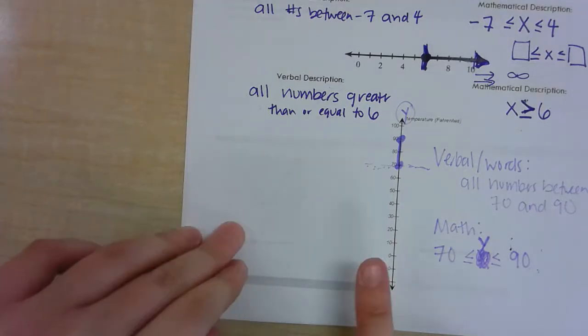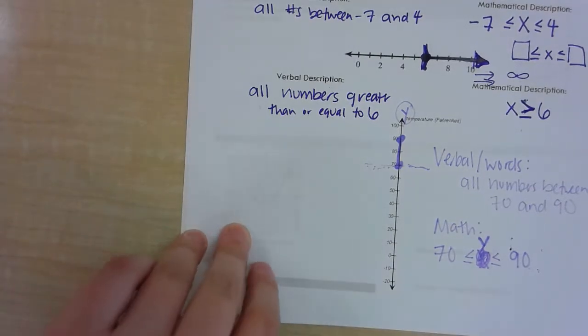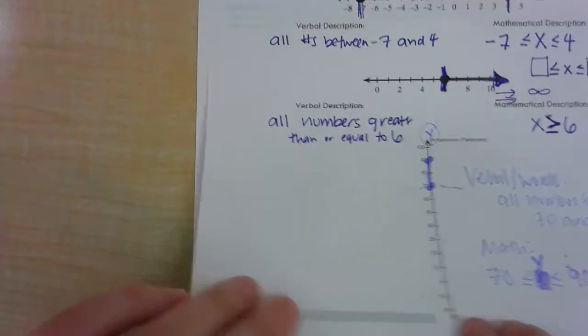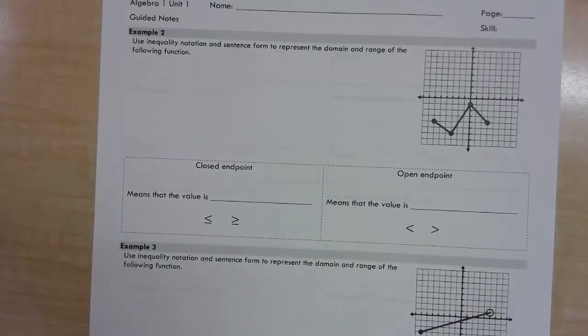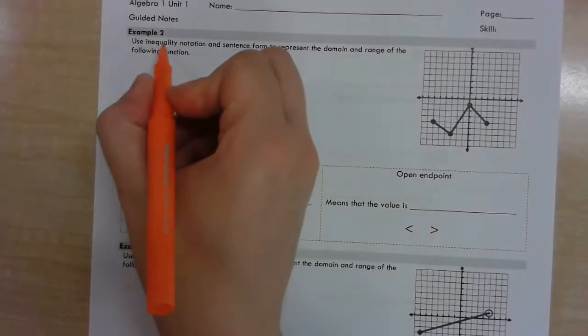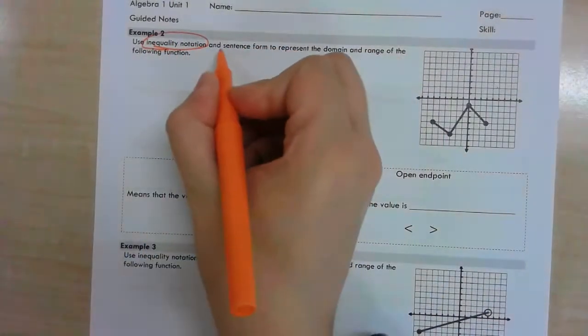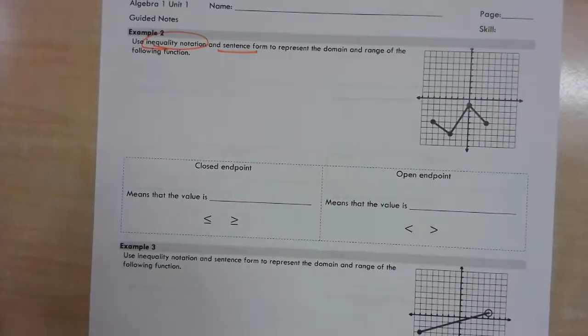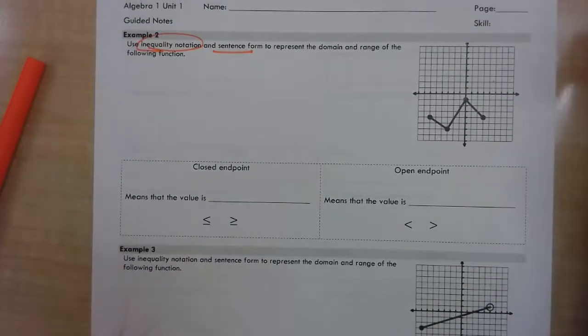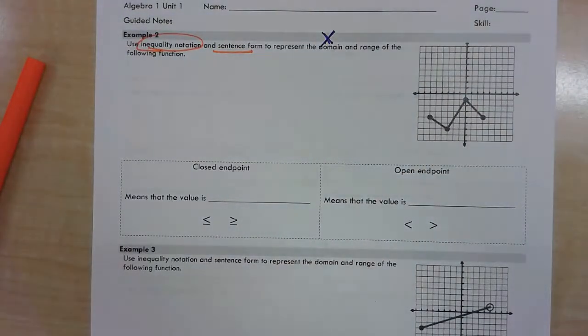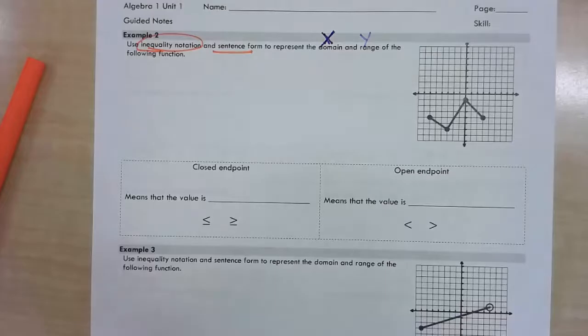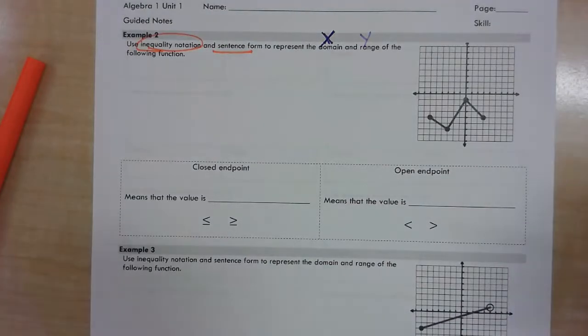I know this was a little bit confusing, but I wanted to give you guys a quick crash course on something we should have talked about in middle school before we jump into these next two examples. So these directions say, use inequality notation, which we just learned in sentence form, to represent the domain and range. So my domain is going to be all my possible x values, and range is going to be all my possible y values. So I'm going to start with domain.